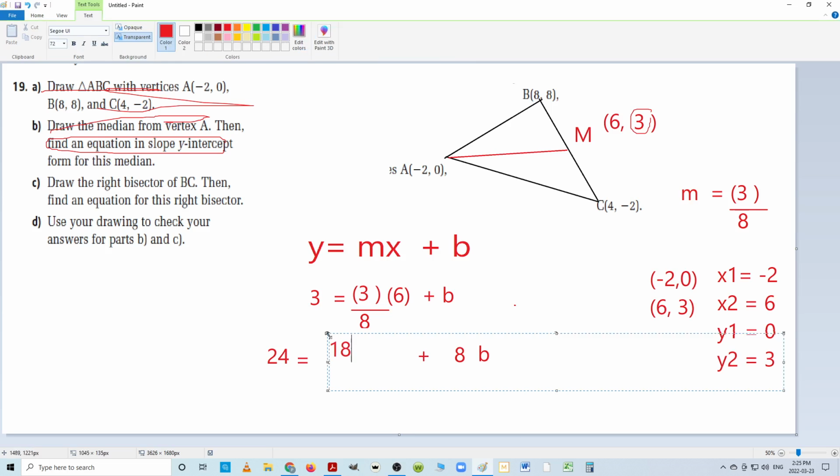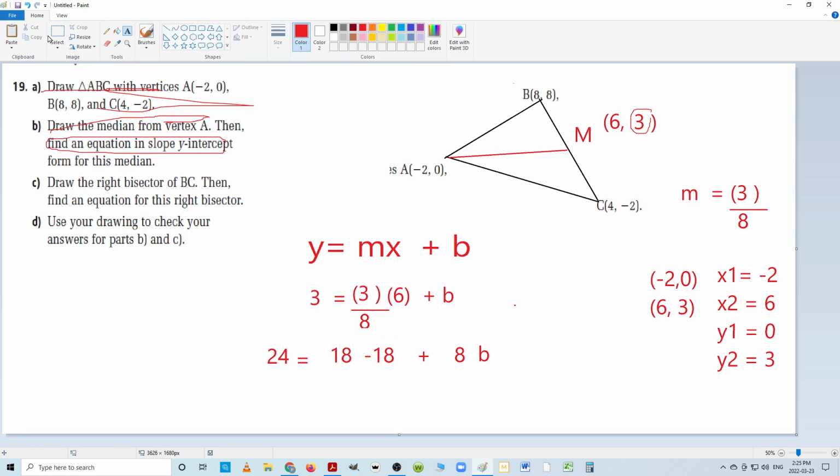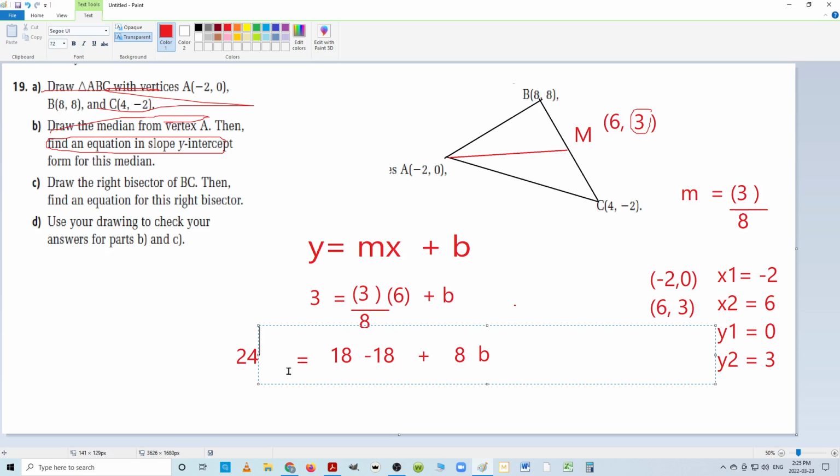Now, we have to solve b. So our first step is we have to subtract 18 from both sides to get rid of the 18, just like all the algebra we practiced. We just need more practice doing this.